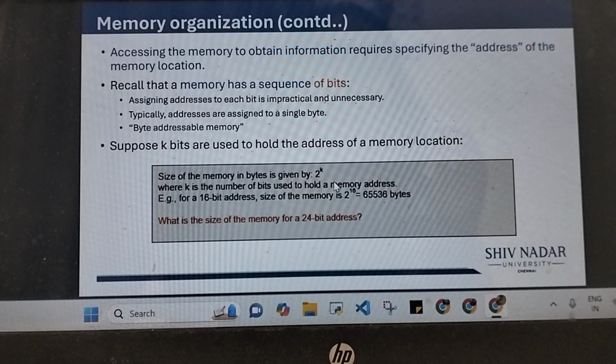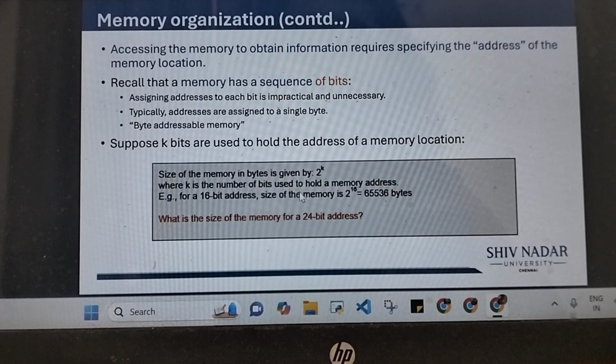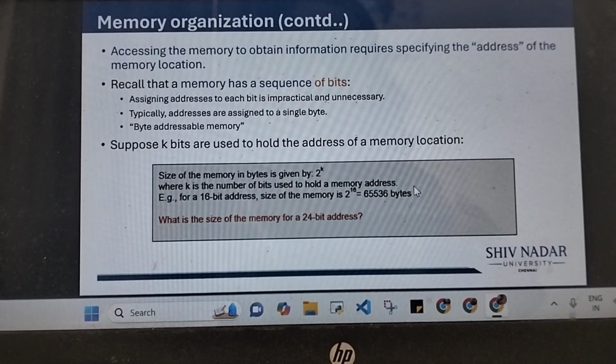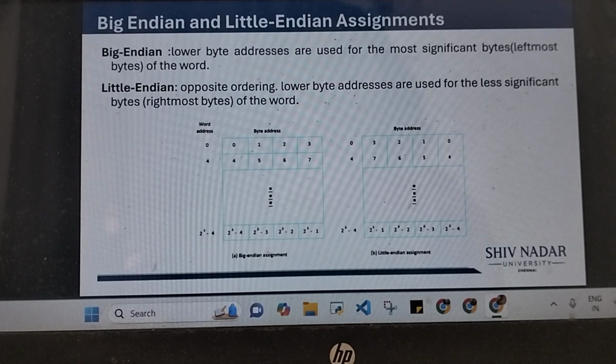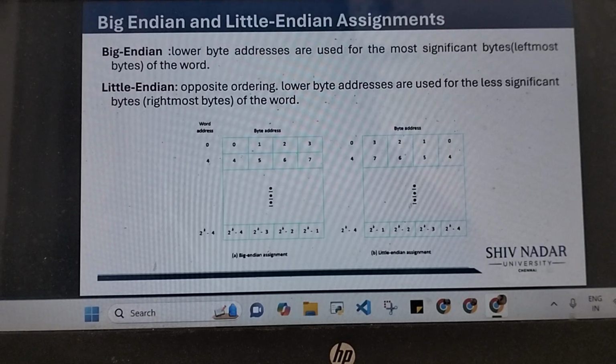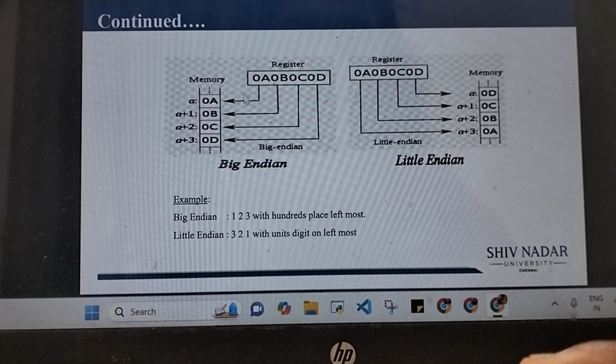So if I tell you you have 3 digits to represent a memory location, there are 8 different memory locations you can represent, ranging from 000 to 111. Similarly, if I give you k bits to hold a memory address, you can represent 2 power k addresses. And within those k bits, there are 2 ways of representing your address: Big Endian and Little Endian assignments. In Big Endian, the lower addresses are used for the most significant bytes. In Little Endian, the lower addresses are used for the least significant bytes. We'll take an example to understand what that means.